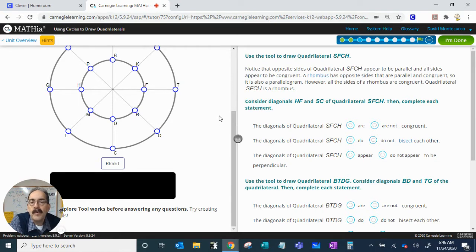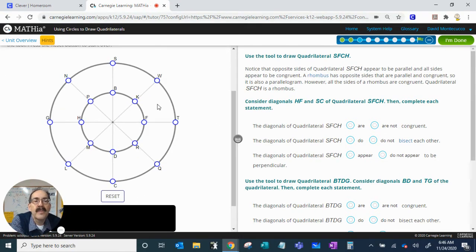Okay, so the other day we actually studied drawing things on this inside and outside circle, the vertices and what happens. And you can see we got 2 of them done, and there's like, wow, 8 more problems. So here we go. The diagonals of quadrilateral SFCH. So we're going to find an S, F, C, H. And you have to go in order, otherwise it won't draw it right.